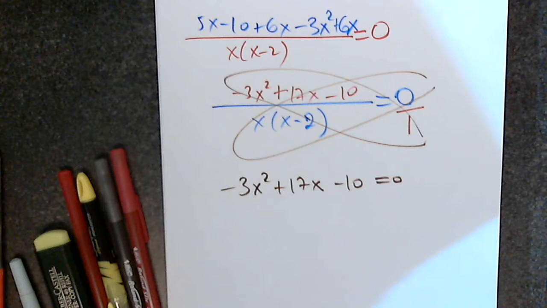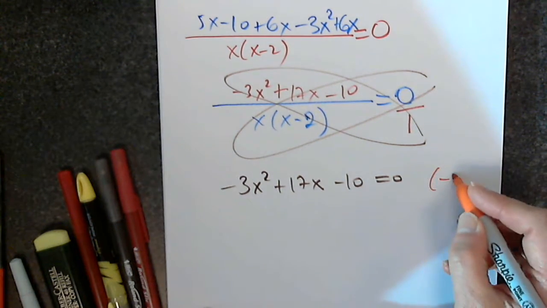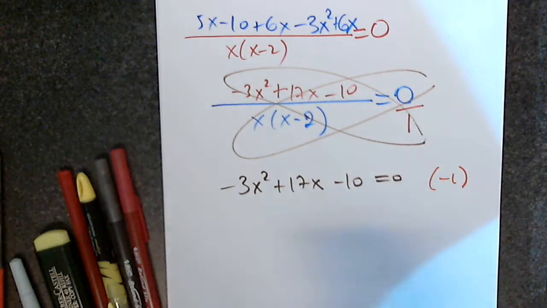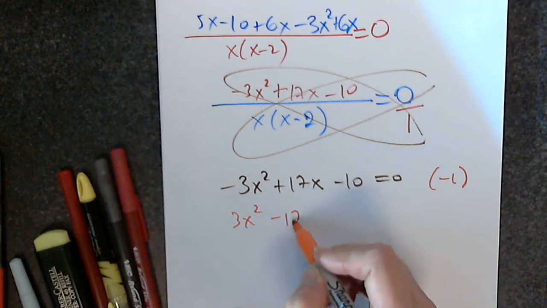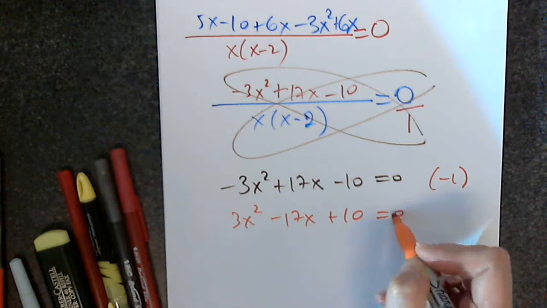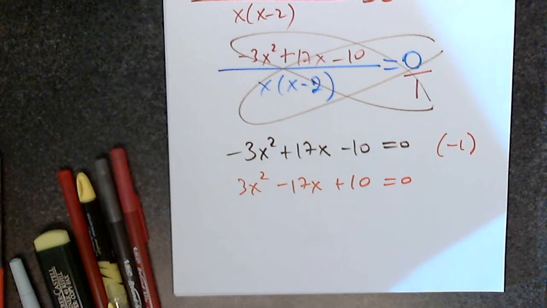Good. Let's think about this. What will be the very first step you should perform? I recommend, multiply both sides by? Yes. So this is 3x squared minus 17x plus 10 equals 0, which is so much easier to solve. Okay, let's work on this for 1 minute.